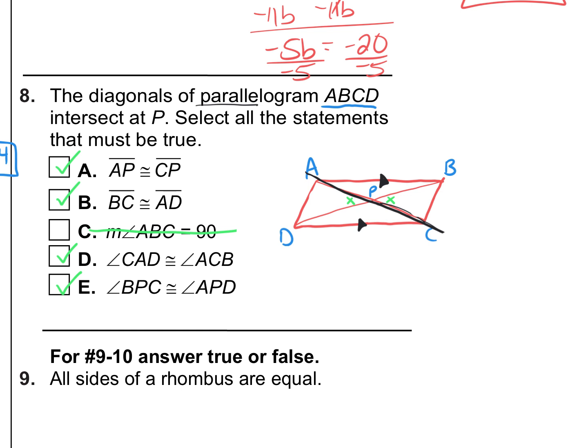Is AP congruent to DP? Yes or no? No. Okay, remember diagonals are not equal to each other. They just bisect each other. Okay, so two different diagonals do not have congruent parts. Okay, keep that in mind.